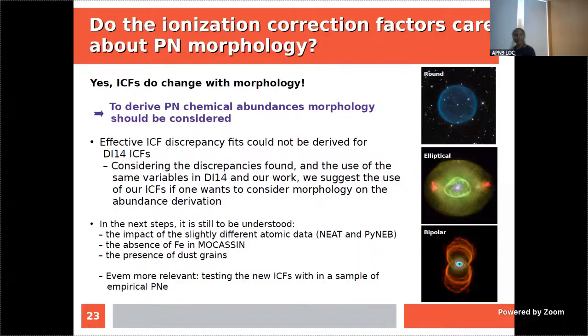And then the things we need to do. We need to evaluate the impact of the atomic data, because we are using MOCASSIN and the atomic data in MOCASSIN are different from PyNeb, for instance, so we need to test against these two. There is something that is really important that we are now evaluating: MOCASSIN has no good solution for iron, and iron is important for cooling. So this is something to do. And even more relevant, dust grains are not included in our models. And at the end, we need to test this with a sample of observations. So we still have a number of things to do. Thank you very much.